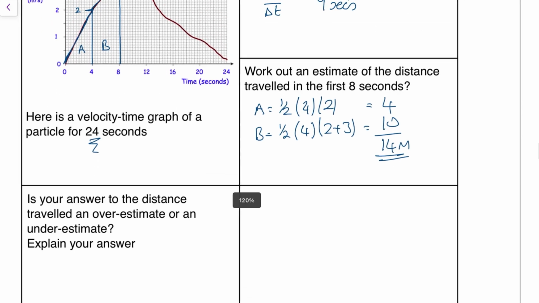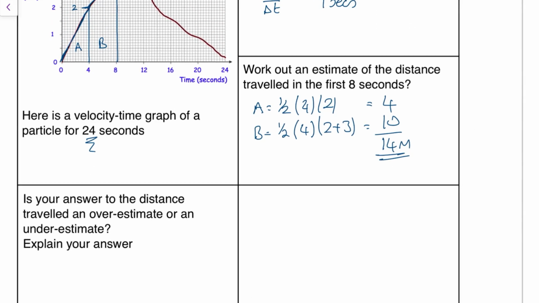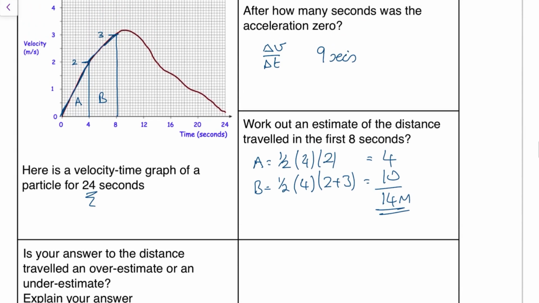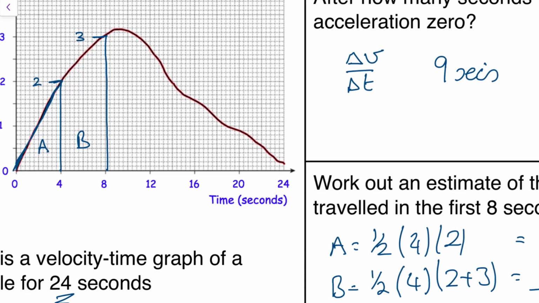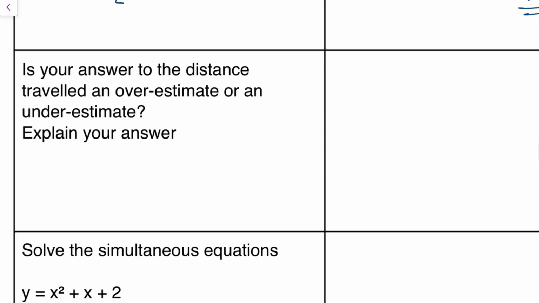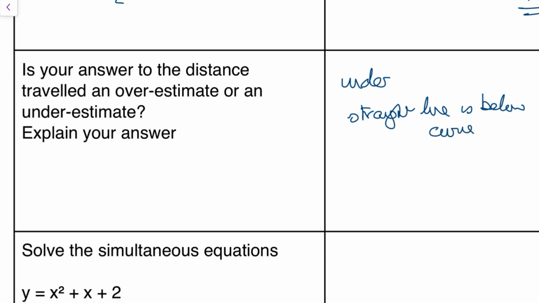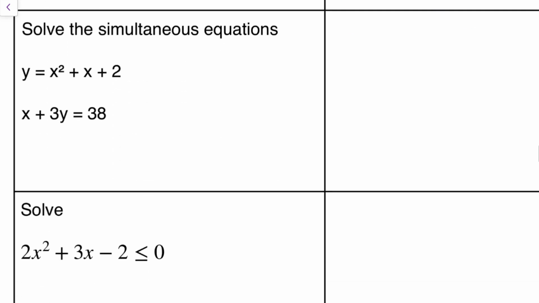Oh, there we go. Okay, classic question. Is your answer to the distance an over or underestimate? Normally you would get a really clear line that goes above or below the curve when you draw a straight line. I would say this is a bit more marginal, but if I zoom in a bit, my straight line goes just below. So you need to say either over or under. I'm going to say underestimate, and then you say because your straight line, or your estimate, is below the curve. And obviously if it's an overestimate, you say it's above the curve. Right, not too bad. Next question.